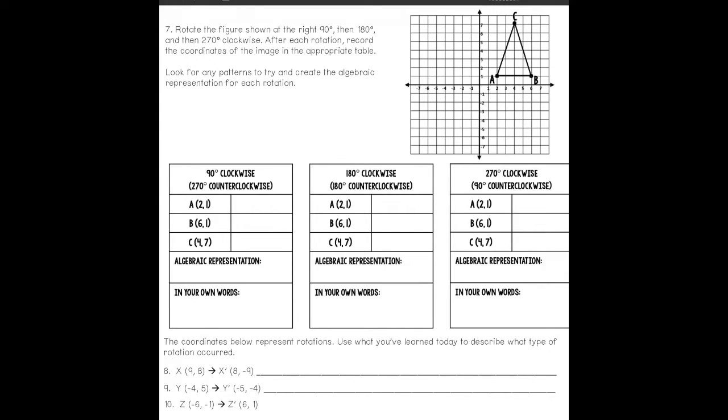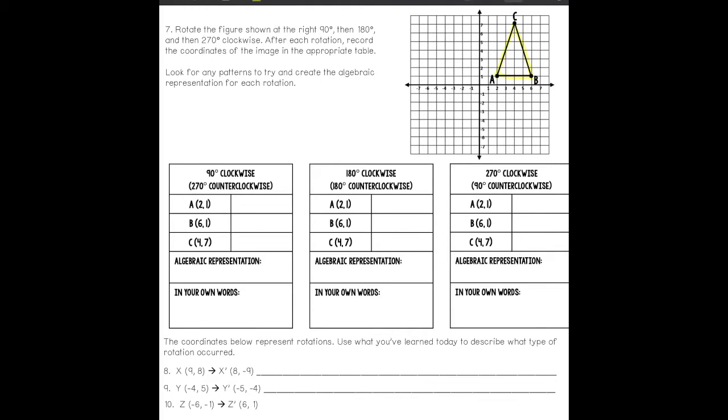Okay, so it says rotate the figure shown at the right 90 degrees, then 180 degrees, and then 270 degrees clockwise. After each rotation, record the coordinates of the image in the appropriate table. And it says look for any patterns and try to create an algebraic representation for each rotation. So what I want you to do at home right now is get a piece of notebook paper or plain paper, and I want you to trace over this triangle here. I want you to trace it so it's exactly the same on your piece of paper. So go ahead and pause the video and do that.